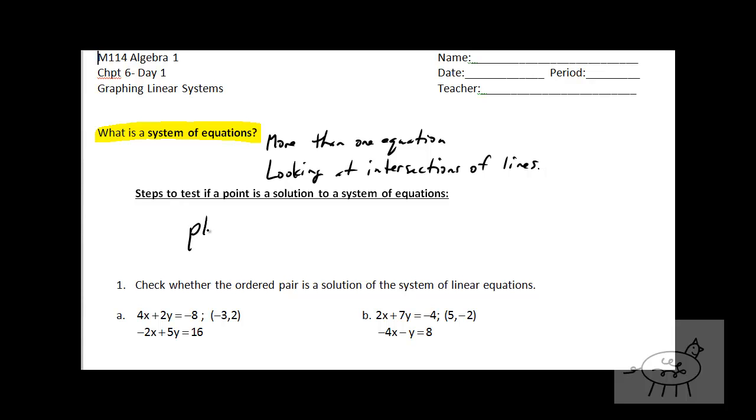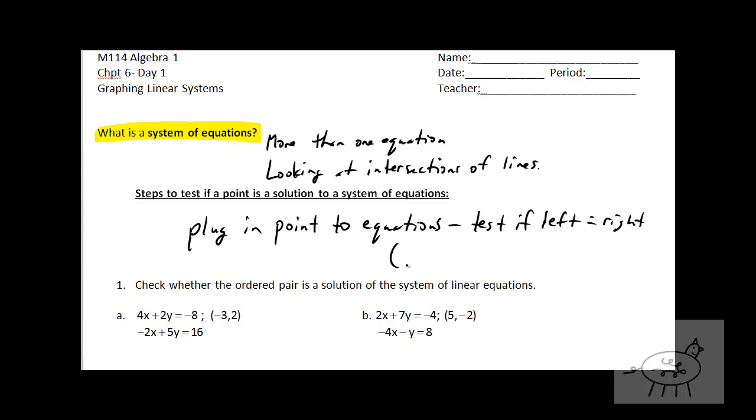You basically plug in a point, plug the point into the equations. Then when you do that, you test if the left side equals the right side. So we're going to plug an x comma y into that equation. That's what we're given here.